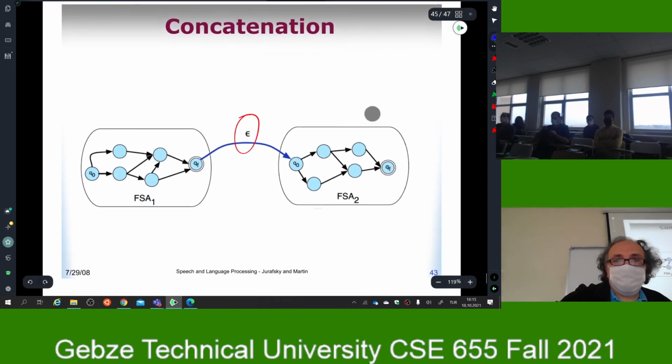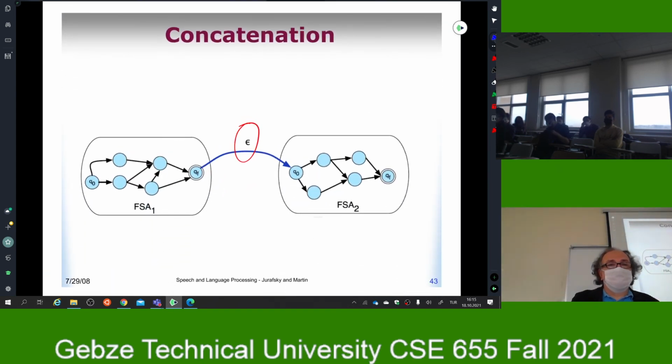Similarly, I can do concatenation. After each sheep sound, I need a chicken sound. This is how you do it. Again, I made a non-deterministic finite state automata.